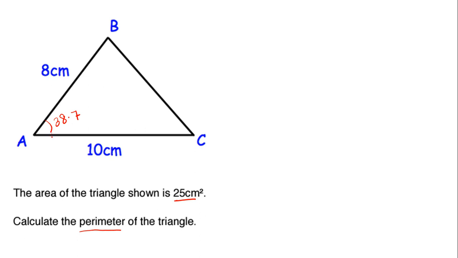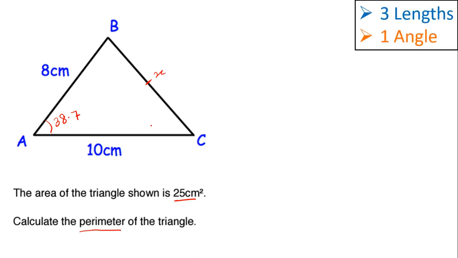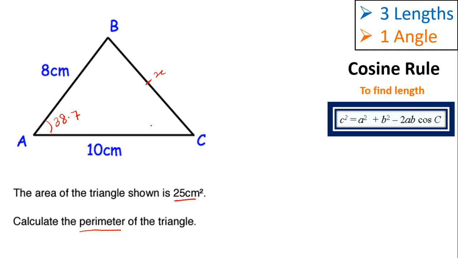So I have this angle 38.7 and this length is missing. Let me just call it X. Now if you notice, I'm dealing with three lengths and one angle. And when you deal with three lengths and one angle, you use the cosine rule. In order to find the length, I'm going to be using the cosine formula arrangement, and that says c squared equals a squared plus b squared minus 2ab times cos C.